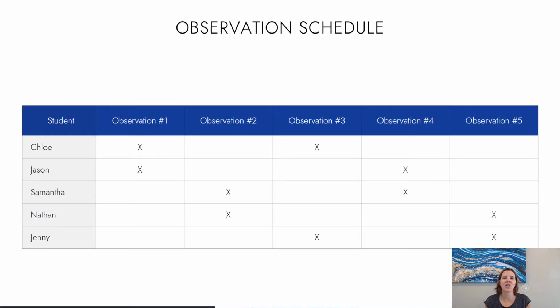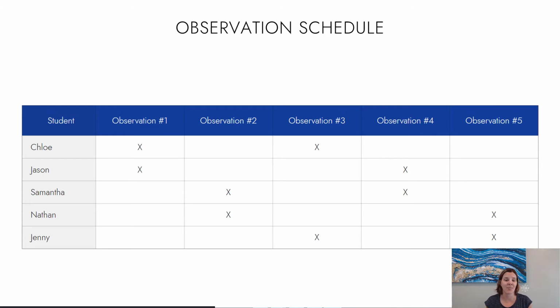So as soon as they go off to work on their own or they're in small groups, I'm going to be following them around. And then you can see observation 2 is Samantha and Nathan. Then we get to Jenny for observation 3, and there's not 6 kids, so I cycle back up and I'm pairing with Chloe. And then you can see that the next time in observation 4, when I'm observing Jason, he's paired with Samantha. And then when we get to observation 5, Jenny is now paired with Nathan. So as I go through this, different kids are not always paired up, the same pairings don't always exist, right? And that's really nice for a few reasons.